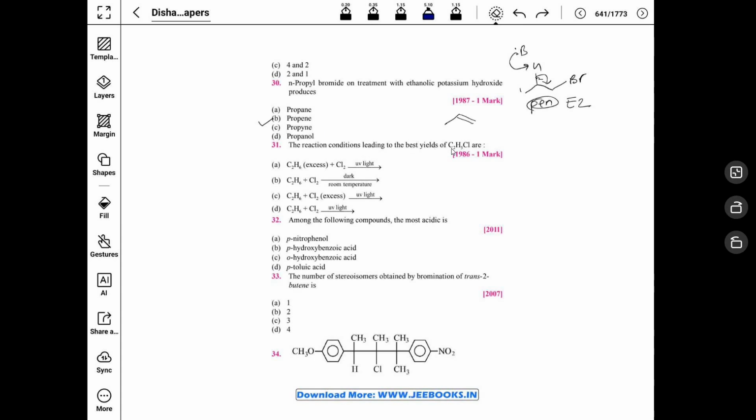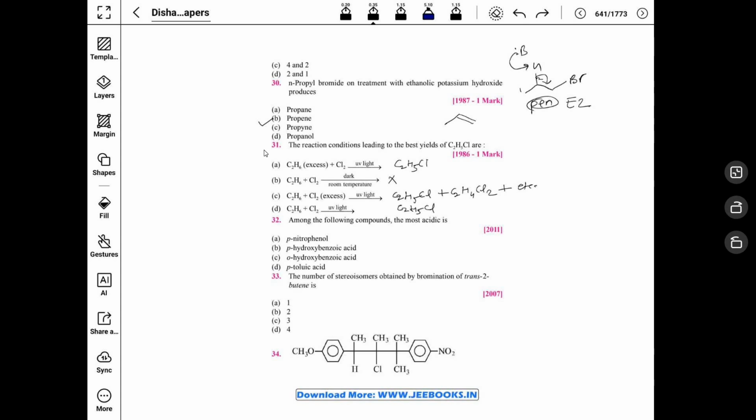Which reaction condition leads to the best yield of C2H5 chloride? Okay, so in the first reaction, C2H6 reacted with an excess of chlorine. So you will have C2H5 chloride. In this case, also dark room temperature, you will not get the product. And in this case chlorine is in excess, so you can have monochlorinated, and you can also get dichlorinated product because chlorine is in excess amount. So you will have more products. And in this case, this will also give you this product.